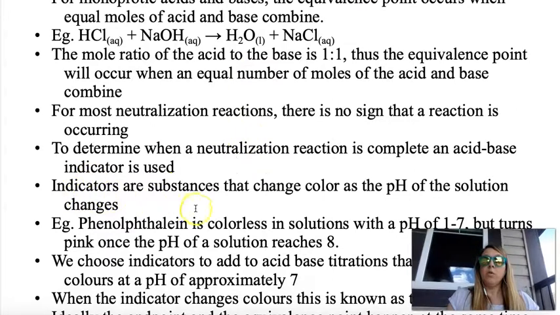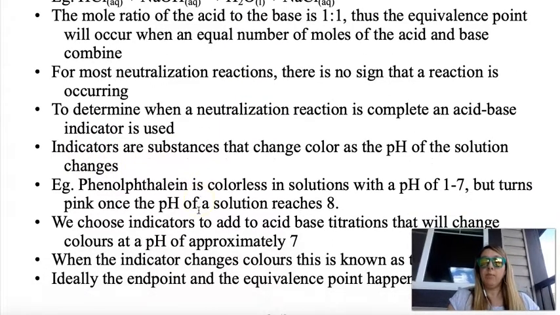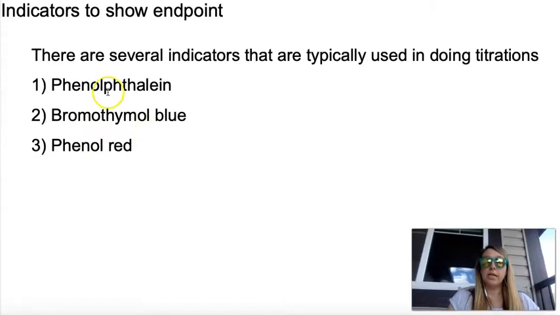So when we use an indicator, there's a couple that we generally use. We tend to use, I think this is on the next slide, either phenolphthalein, bromothymol blue, or phenol red. And that's because these all change somewhere near 7. Bromothymol blue is probably the best example of that, right?